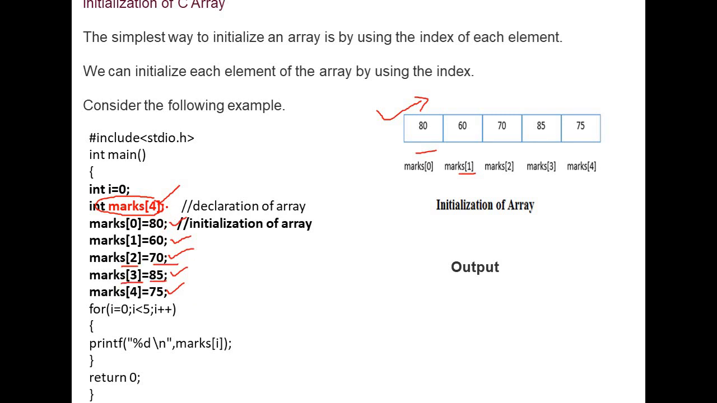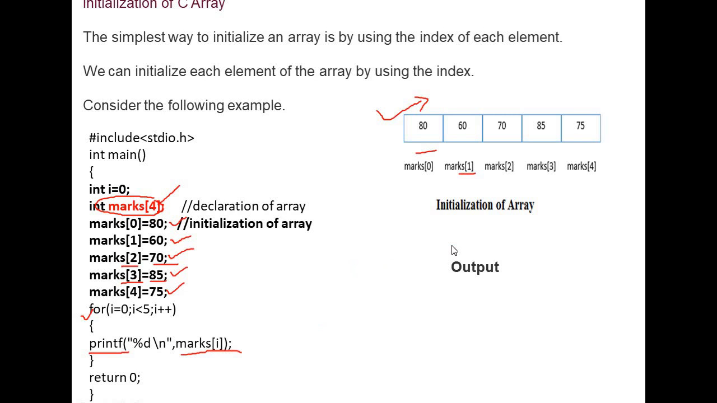Now I want to print all these values. There are a total of 5 values inside the array. At that time, we need to use loops for printing all the 5 elements. Here I am using a for loop, for i equal to 0, i less than 5, i plus plus, and using the printf function I am printing the array elements.